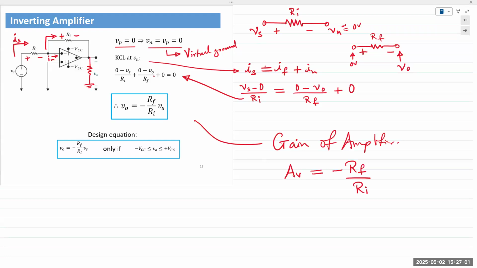So if you have a 10 kilo ohm resistor and a 1 kilo ohm resistor, you configure them for 10:1. RF is 10 and Ri is 1. You have a gain of 10. You apply 1 volt input, you obtain 10 volts at the output. If you apply 10 volts at the input, you get 100 volts at the output.